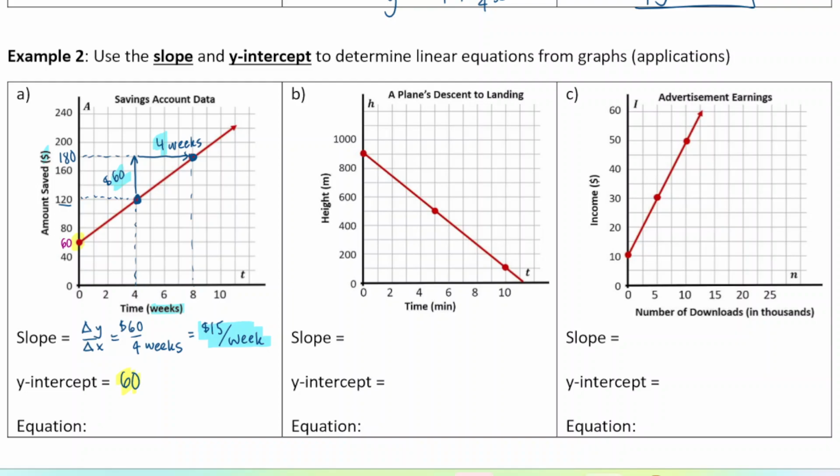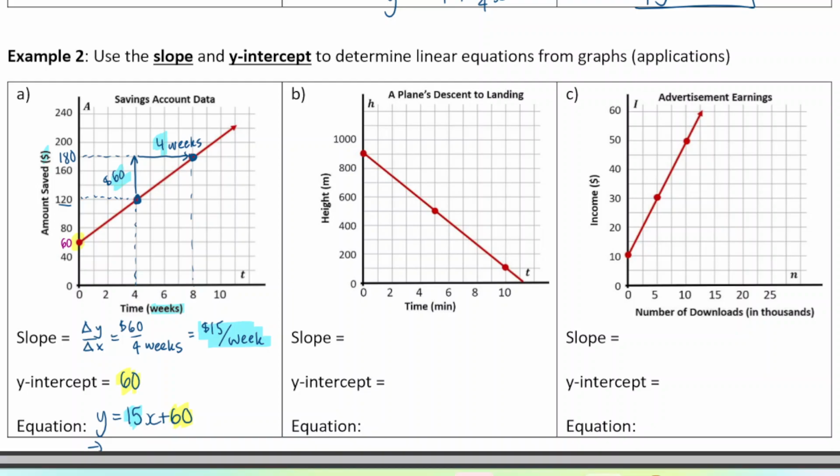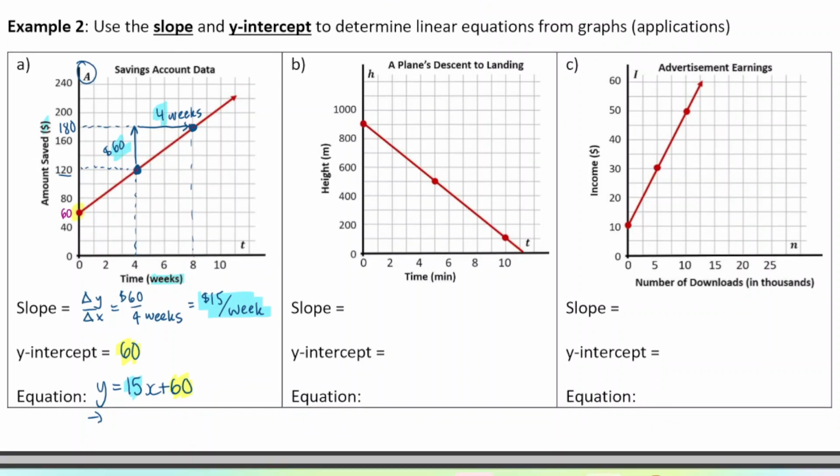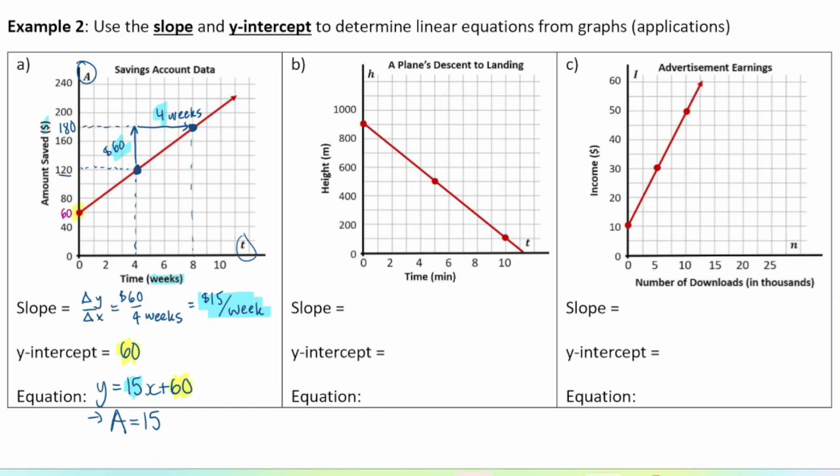So if I'm writing an equation, typically we would write it as y equals, if this wasn't a word problem, it would look like this, 15x plus 60. But because it's a word problem, we want to use the variables that describe the graph. So it looks like on the y-axis we have the variable a to represent the amount of money we have. So it's going to be a equals 15, and then we're using the variable t for time, t plus 60. So this is a much better equation because it better matches the graph, but it has the same structure as the y equals mx plus b equation.